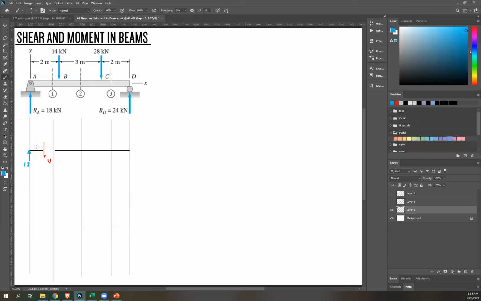So 18. And then moment. This force will create a clockwise moment, so probably my internal bending moment would be counterclockwise. So draw that as well. So you have counterclockwise here for your moment. And then this distance is distance x from the support.